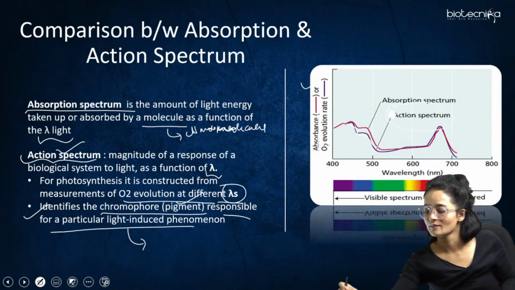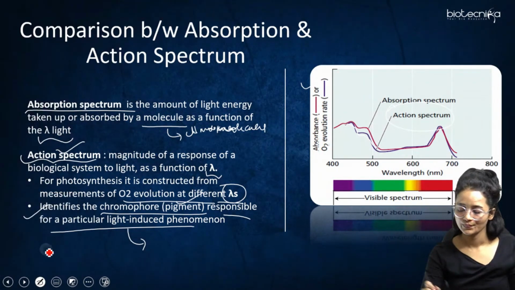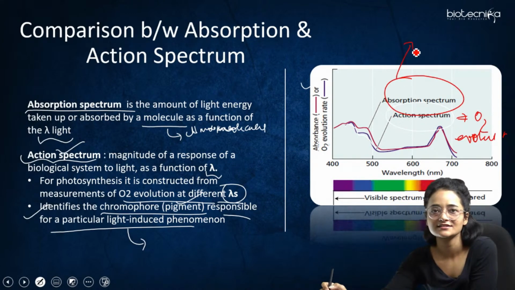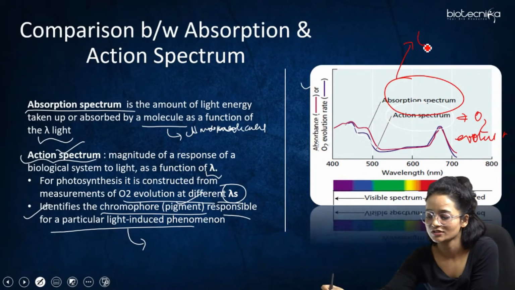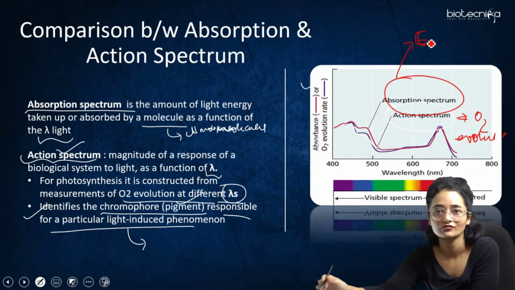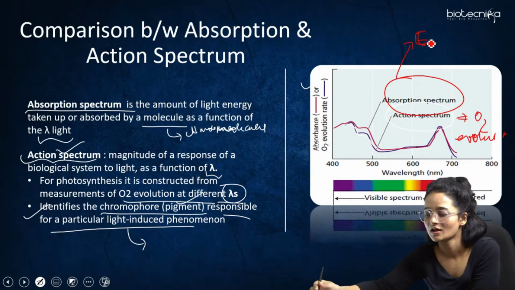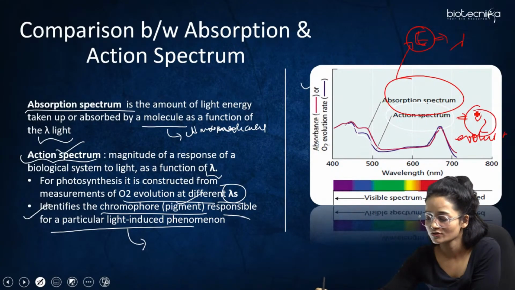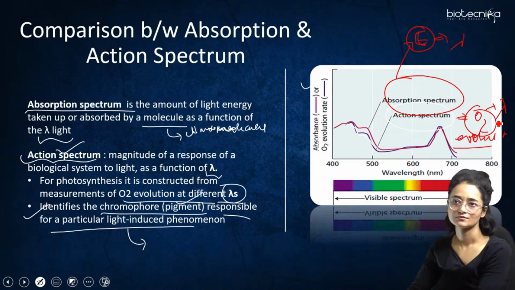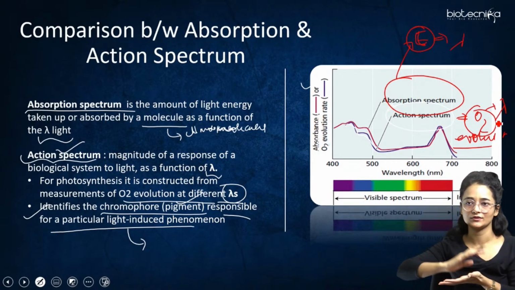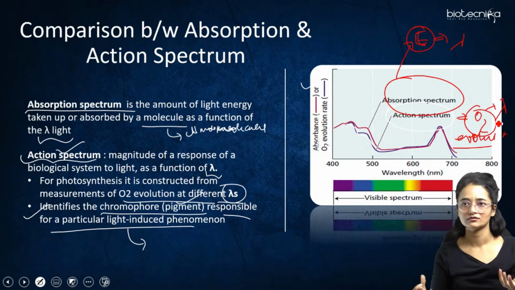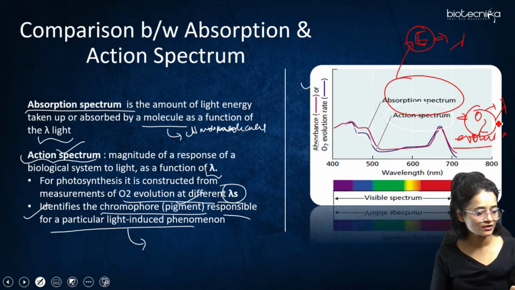From the action spectrum, we can deduce that it tells about the oxygen evolution, and the absorption spectrum tells us about the amount of light energy being absorbed by the chlorophyll molecules, or the molecules which majorly absorb light. The absorption of light is measured in terms of wavelength, and the oxygen evolution is also measured in terms of wavelength. So both of these graphs coincide with each other. Wherever there is more absorption, more oxygen will be evolved, right?